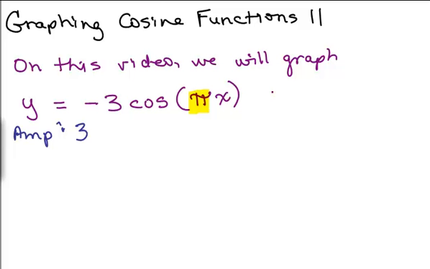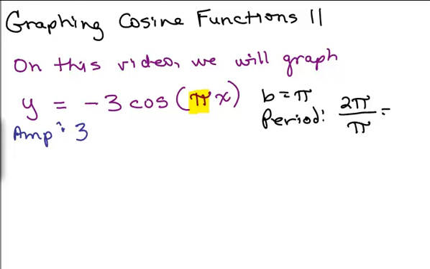So in this case, notice that b is equal to pi, and to get the period, you take the regular period for cosine, which is 2 pi, and divide by b. So you're dividing by pi. Notice the pi's cancel. So you have a period of 2. So the period is 2. Notice it's not 2 pi. It's just the number 2.